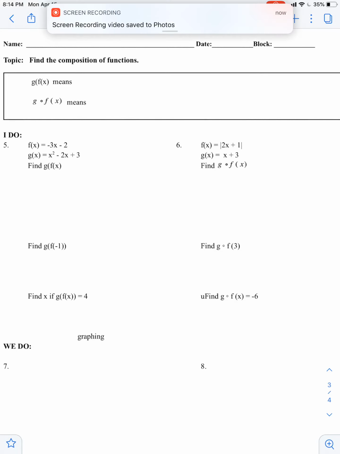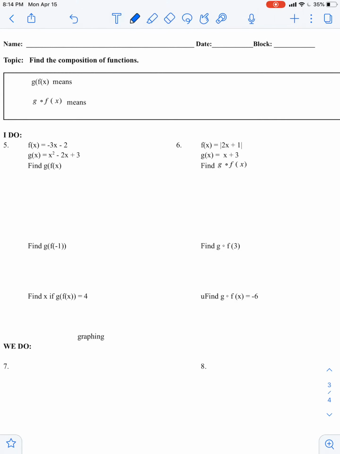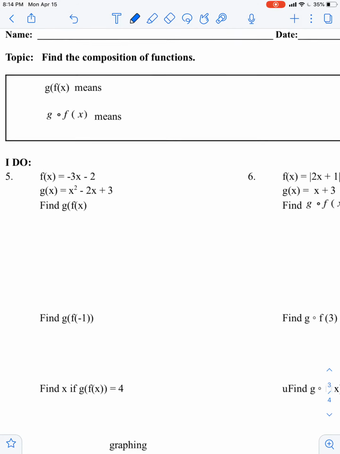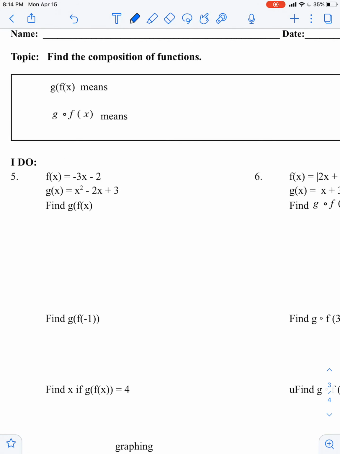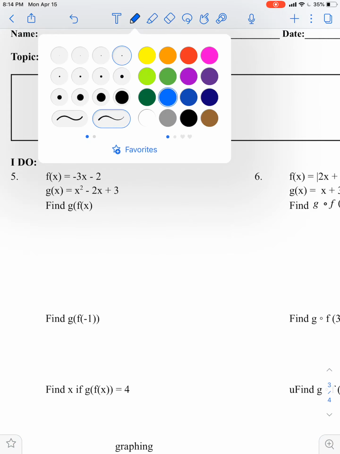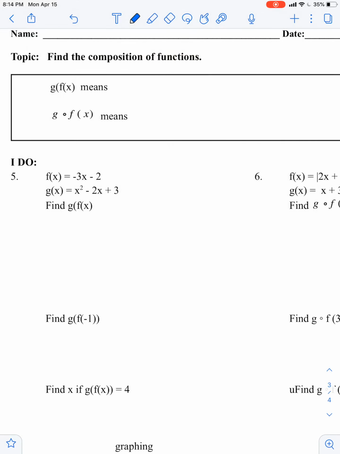Okay, so we're back with the next video here. And all that we've done on this one is we've switched it around. And now it says g of f of x. So in this case, we are going to be taking our f of x and substituting f of x into g of x. Okay, that's what both of those mean.